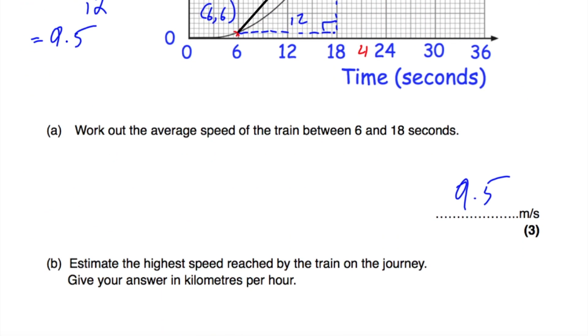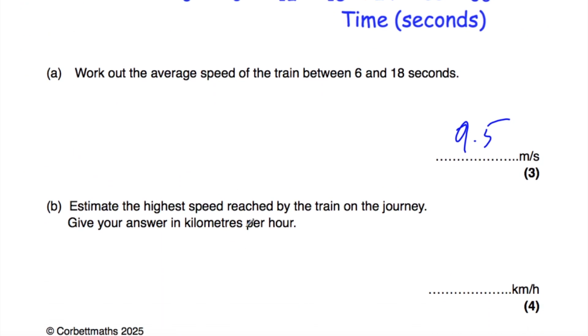Now the question didn't actually want it in meters per second, it said give your answer in kilometers per hour. So that's 19.4 recurring meters per second. So I'm going to times this by 60. If I take the 19.4 recurring and times it by 60, that's equal to 1166.6 recurring meters per minute.